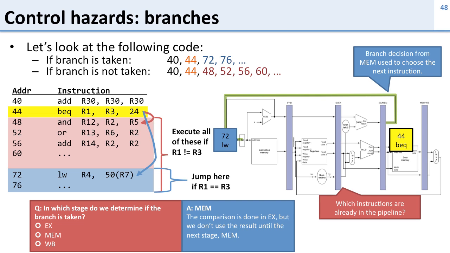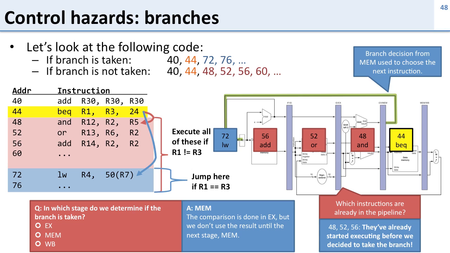But when we do this, what instructions are already in the pipeline? What instructions are in the execute stage and the instruction decode and instruction fetch stage by the time the branch instruction gets to the memory stage? Well, they're the instructions that came after it: 48, 52, and 56. These ones were already put into the pipeline and have already started executing. So we've started executing these instructions before we decide if we want to take the branch, and they may be the wrong instructions. If we do decide to take the branch, we should have executed instructions 72 and 76 after the branch, not 48, 52, and 56.